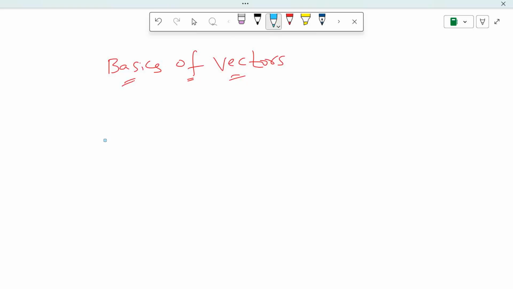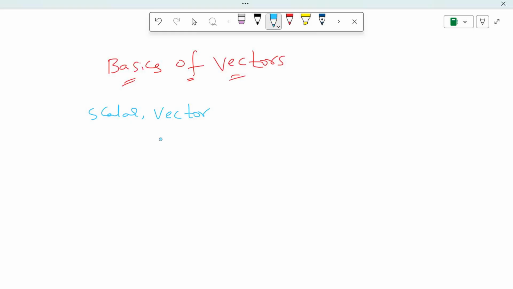Firstly, we have scalars and vectors. Scalars have magnitude but not direction. Like voltage is a scalar, temperature is a scalar, pressure is a scalar, density is a scalar, and so on. Whereas vectors have both direction and magnitude, like electric field, gravitational field, magnetic field, and so on.